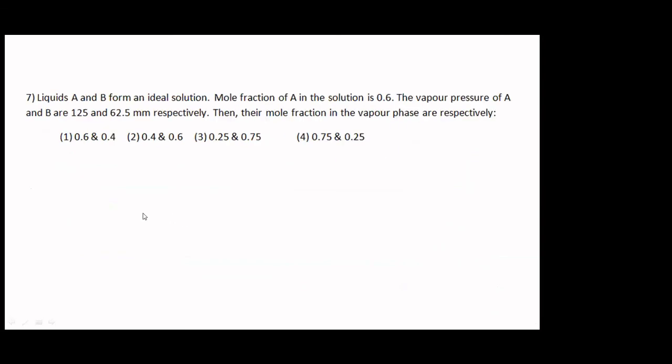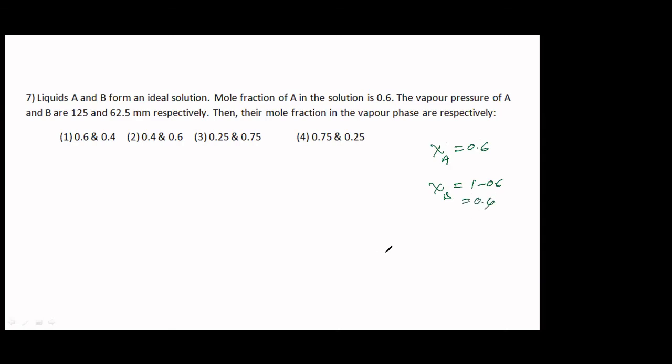Liquids A and B form an ideal solution. The mole fraction of A in the solution is 0.6. The vapor pressures of A and B are 125 and 62.5 mm respectively. Then their mole fractions in the vapor phase are respectively? So how do you do this? Mole fraction of A in the solution is equal to 0.6. Therefore, mole fraction of B has to be 1 minus 0.6, which will be 0.4.